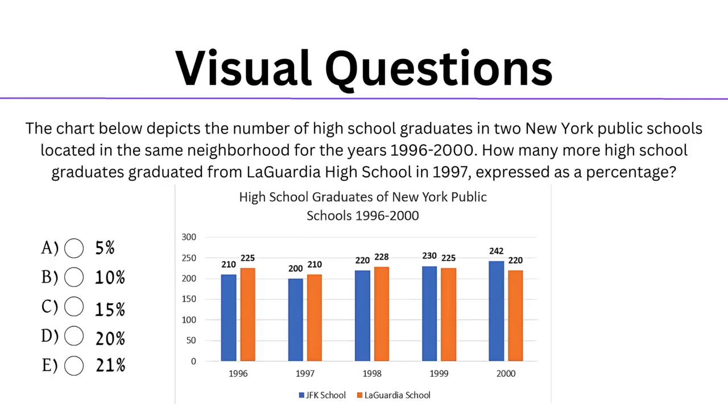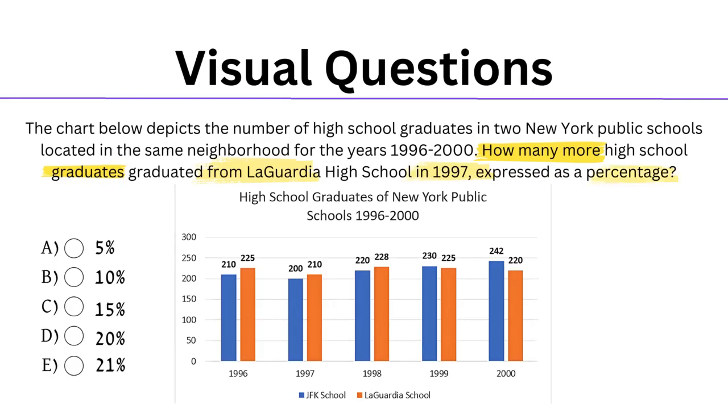In this question, we have a bar chart with text above. The first thing we need to do is find the relevant information. As most of the text is a distraction, we can quickly skim it and highlight the key parts. Normally, the key parts are numbers and words associated, and in our case, it is how many more graduates from LaGuardia in 1997 as a percentage.